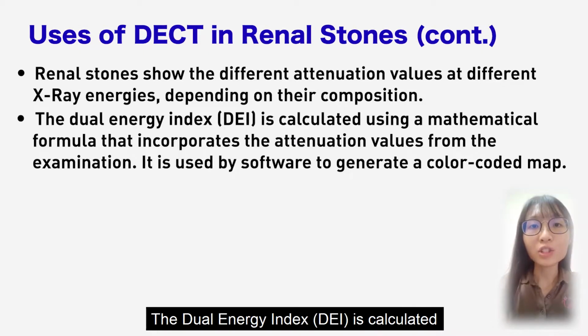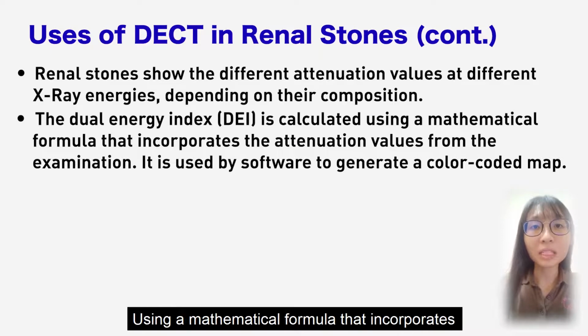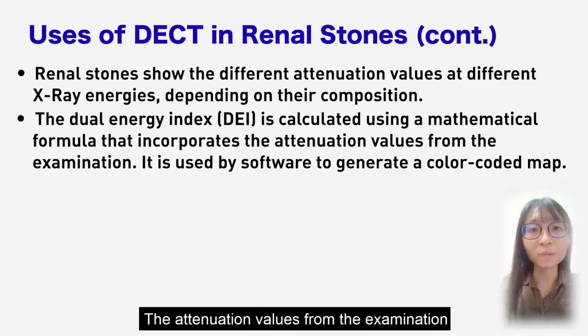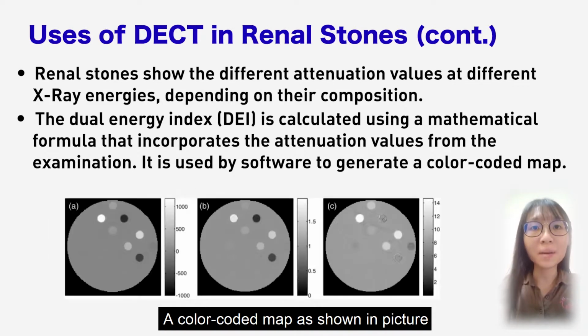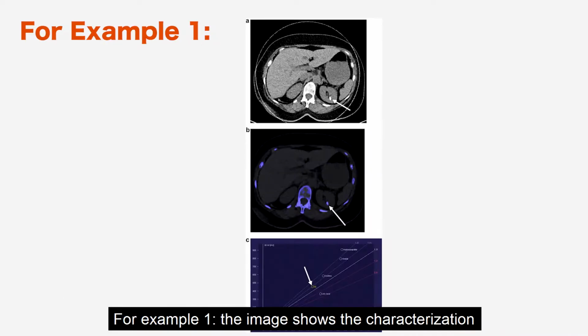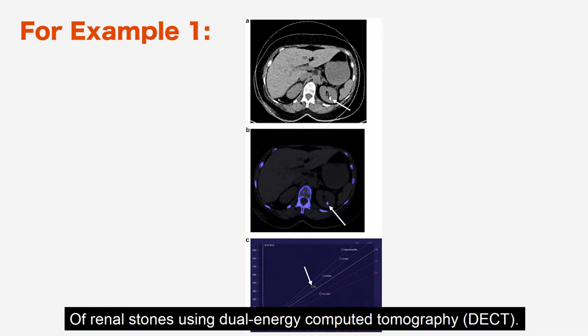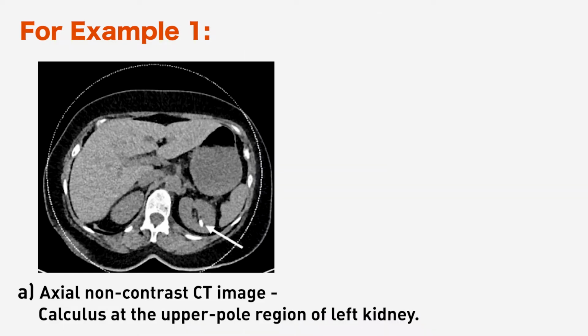The dual energy index is calculated using a mathematical formula that incorporates the attenuation values from the examinations. It is used by the software to generate a color-coded map as shown in the pictures. For example 1, the image shows the characterization of renal stone using dual energy computed tomography. A is the axial non-contrast CT image, which shows a calculus at the upper pole region of the left kidney.